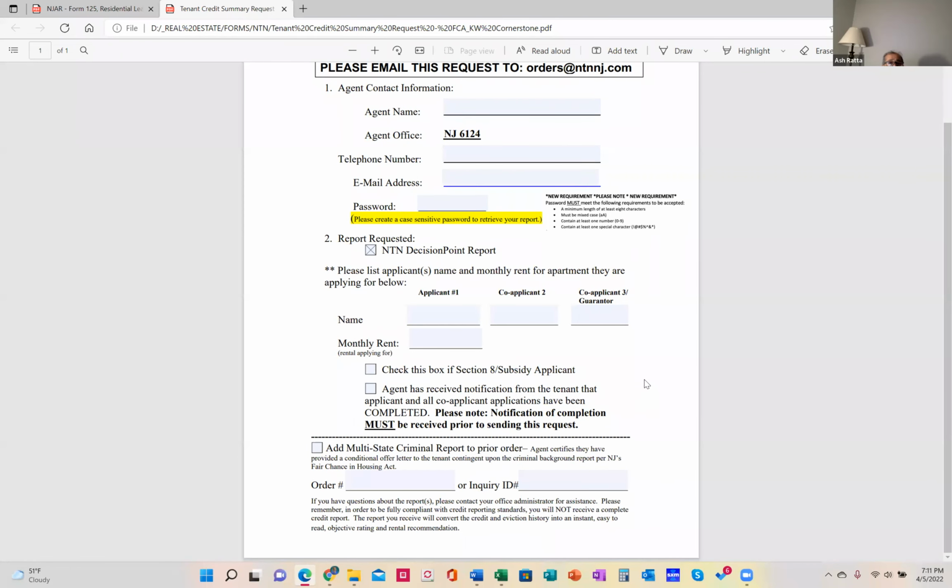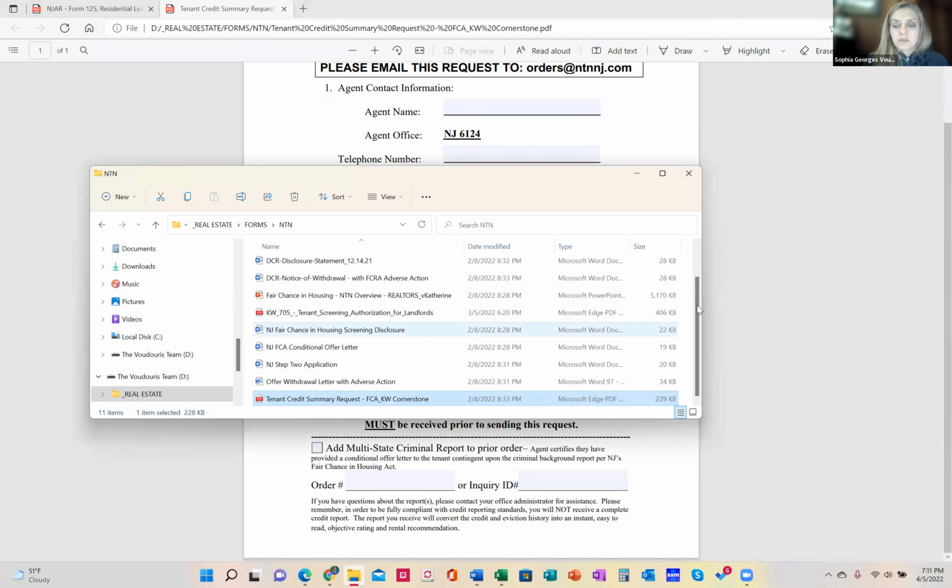Which the tenant pays? Tenant pays $40 per person over 18. That's required to do it. Okay. I think those are the important forms.